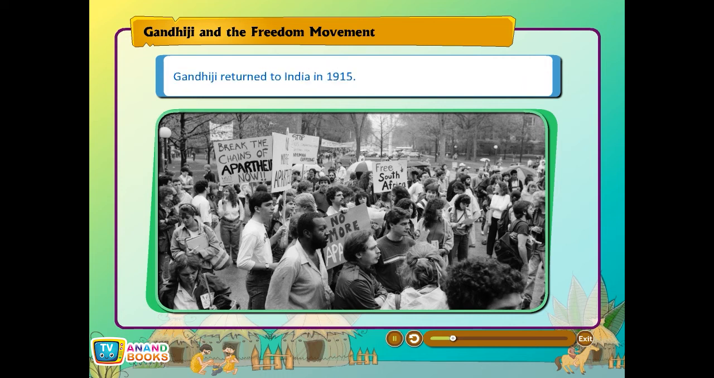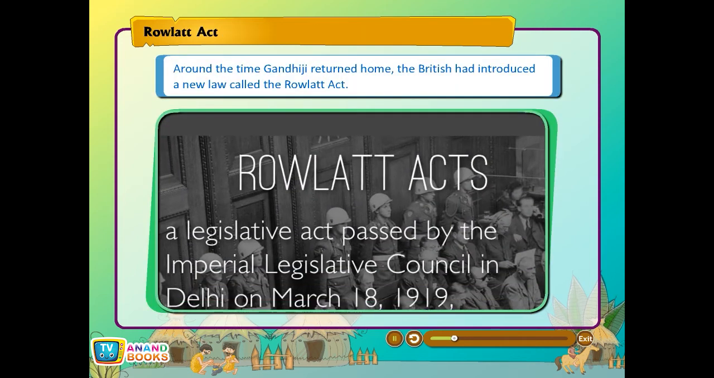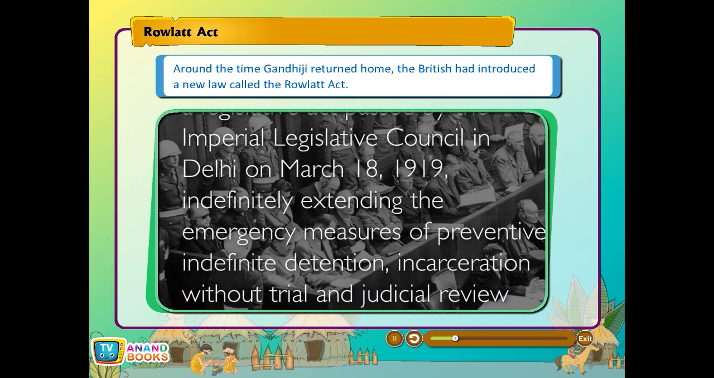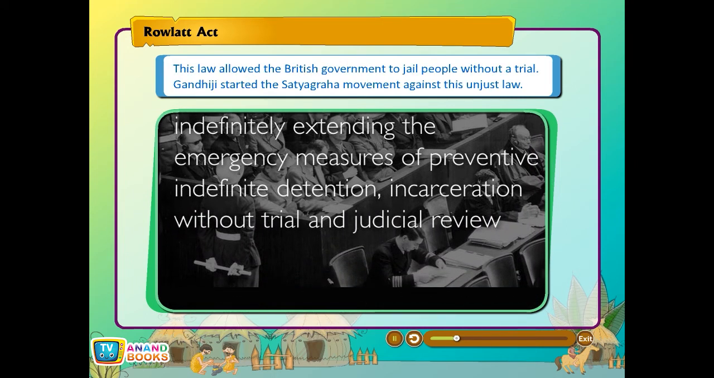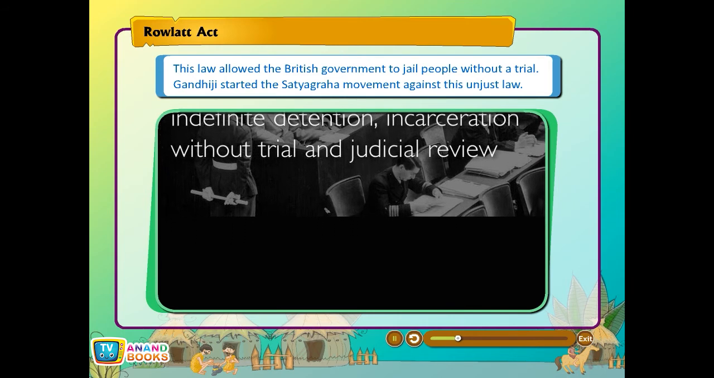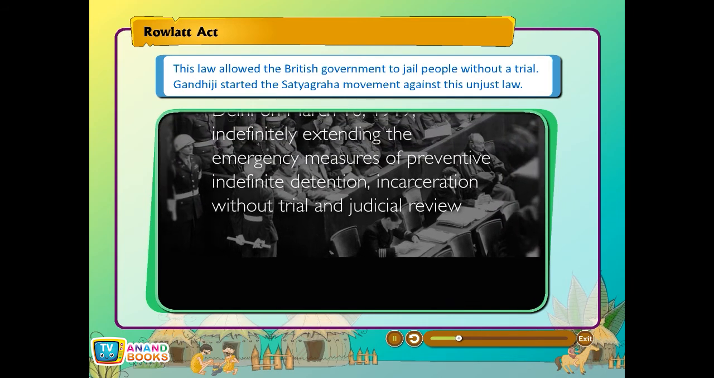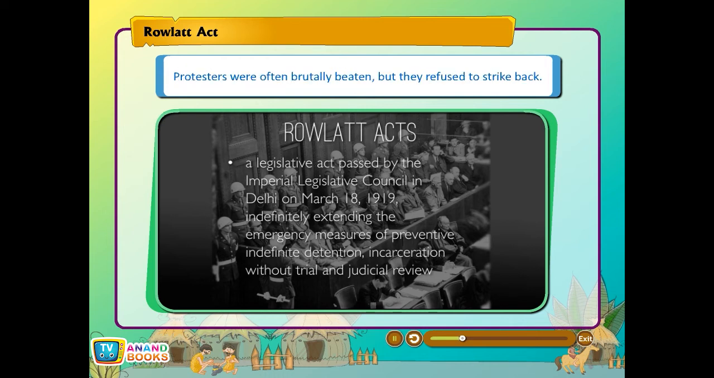Gandhiji returned to India in 1915. Rowlatt Act. Around the time Gandhiji returned home, the British had introduced a new law called the Rowlatt Act. This law allowed the British government to jail people without a trial. Gandhiji started the Satyagraha movement against this unjust law. People took out big peace marches to protest this unjust law. The movement was always non-violent. Protesters were often brutally beaten, but they refused to strike back.